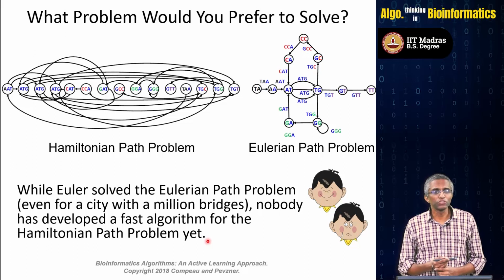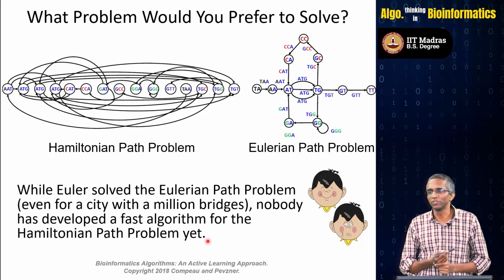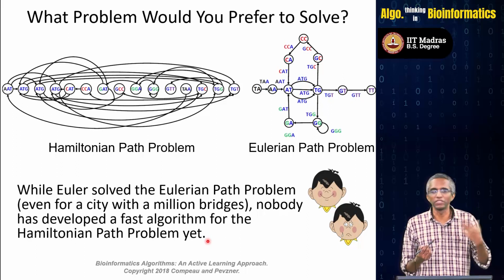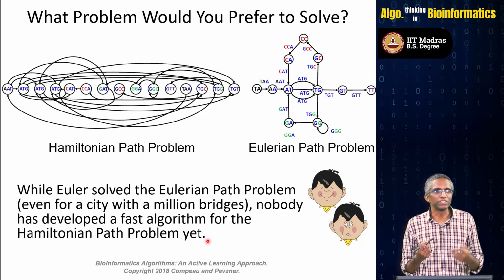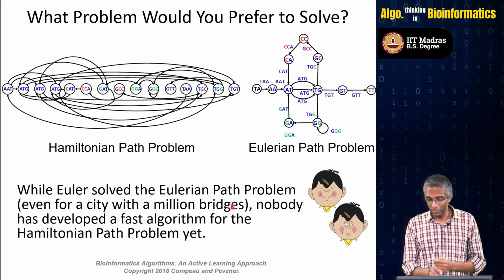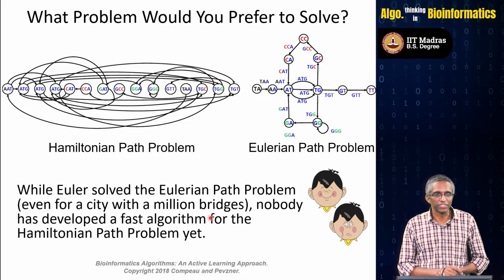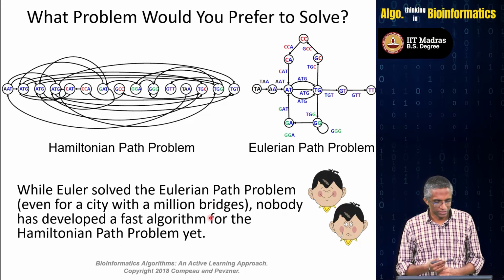And the notion of efficiency in computer science is whether you can devise a polynomial time algorithm, an algorithm that runs in polynomial time in the size of the input, right? You would have seen this in your earlier data structures and algorithms courses. So while Euler could solve the Eulerian path problem even for a city with millions of bridges, nobody has developed a fast algorithm for the Hamiltonian path problem yet. It's one of these classic NP hard problems, computationally hard problems.